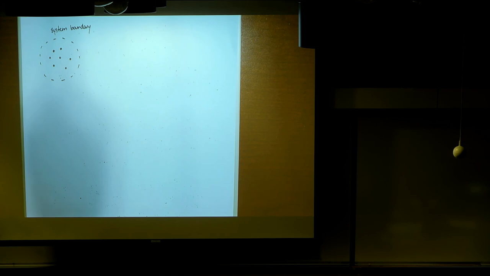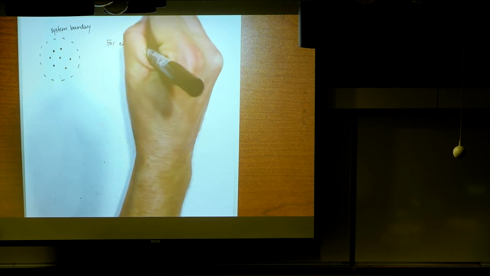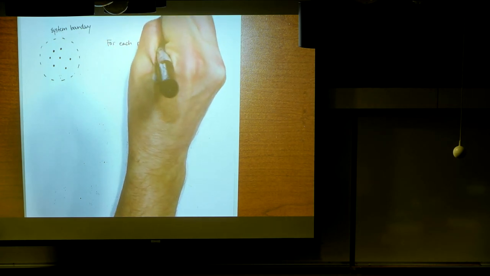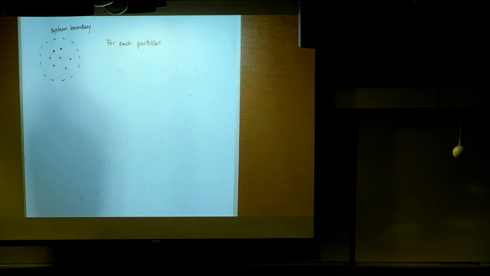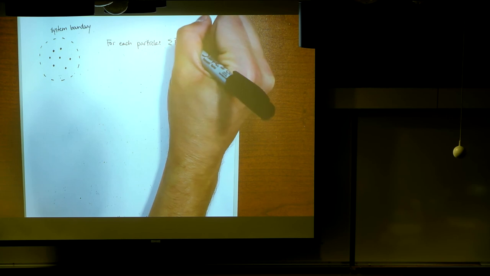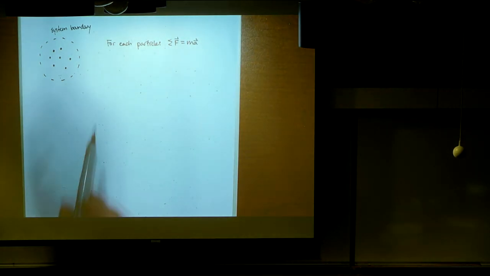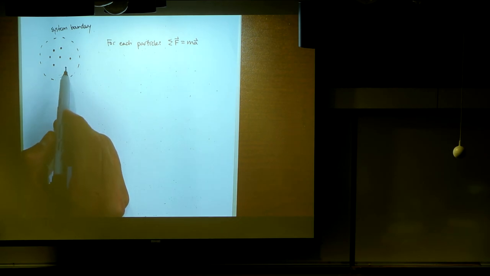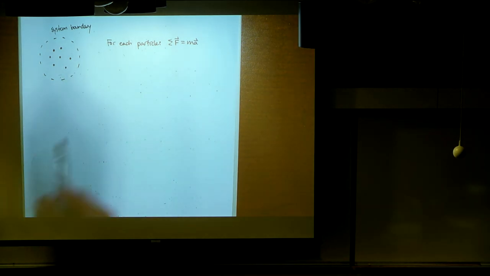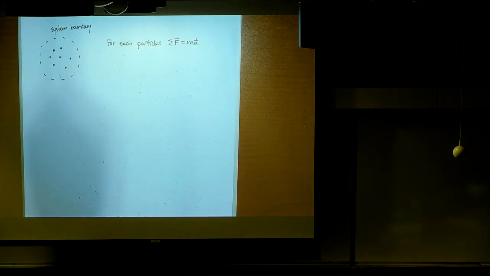Now, for each particle individually, okay, so just pick any one of these particles out, we have Newton's second law holding true, right? So when I write this, what I'm saying is, if I look at any one of these particles, if I take the sum of all the forces acting on it, that's going to be the mass of that particle times the acceleration of that particular particle. Okay, so that's just for one.